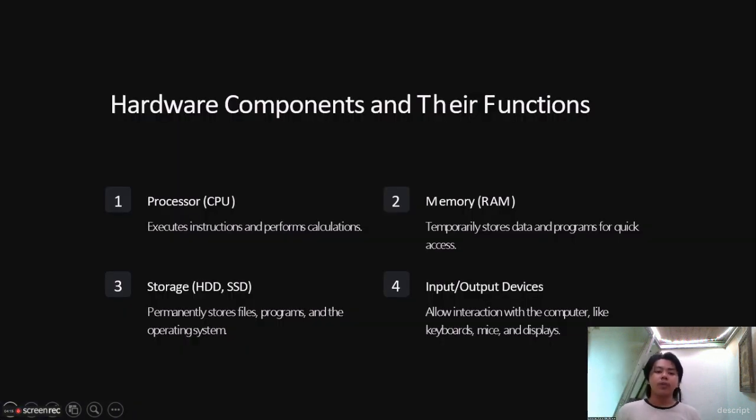Three, hardware components and their functions. One is the processor, or CPU, which executes instructions and performs calculations. I will explain about the processor. The processor is the brain of the computer. The main task of the CPU is to carry out instructions given by computer programs and perform necessary calculations.